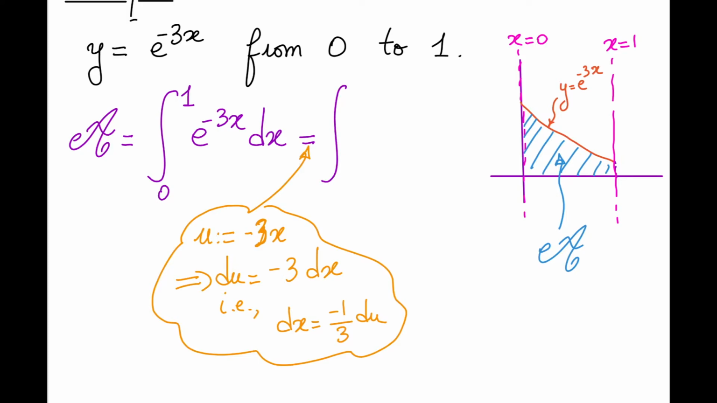We get the integral e to power u, dx is negative 1/3 du. How about I put the negative 1/3 outside? So negative 1/3 outside du. Okay. And now what are the bounds? Well, the lower bound goes to the lower bound, as we know.